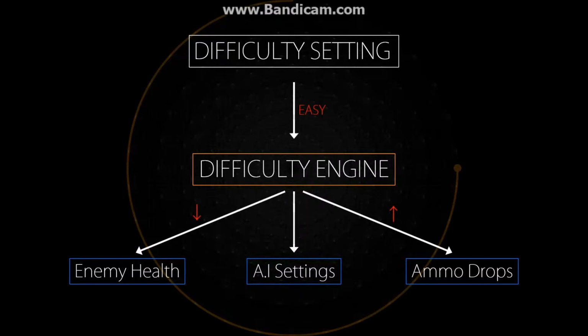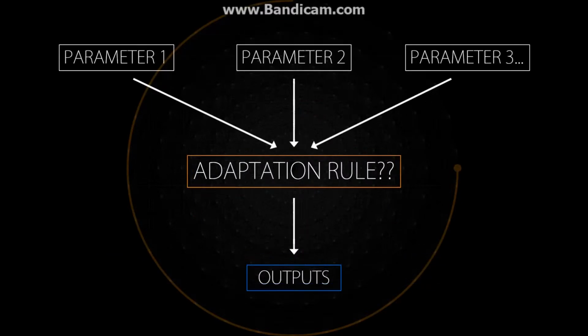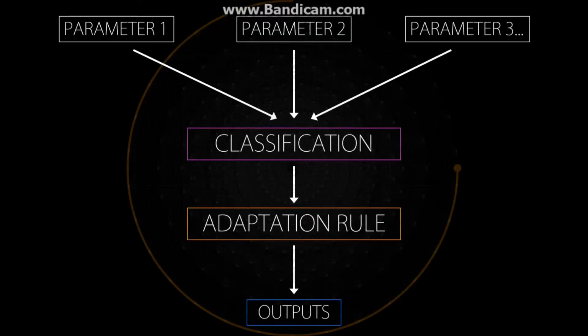To create more advanced forms of adaptive behavior, we have to consider more parameters than just the difficulty setting. Frequently, this larger set of parameters aren't set by the user themselves, but are recorded or calculated from the user's performance. This poses a problem because the more input parameters there are, the more complex the rules become to actually change game behavior. One potential solution is to use classifications.